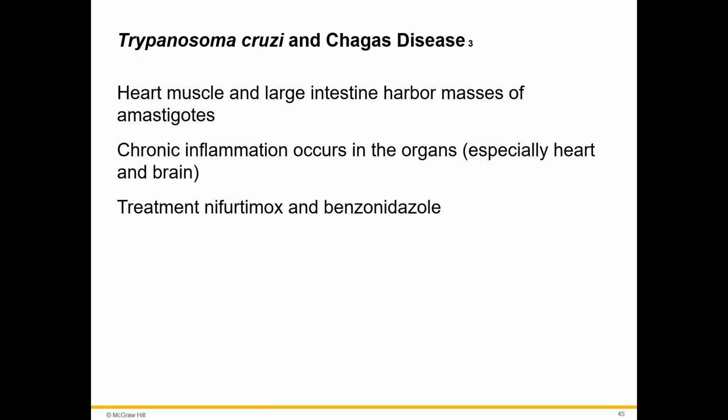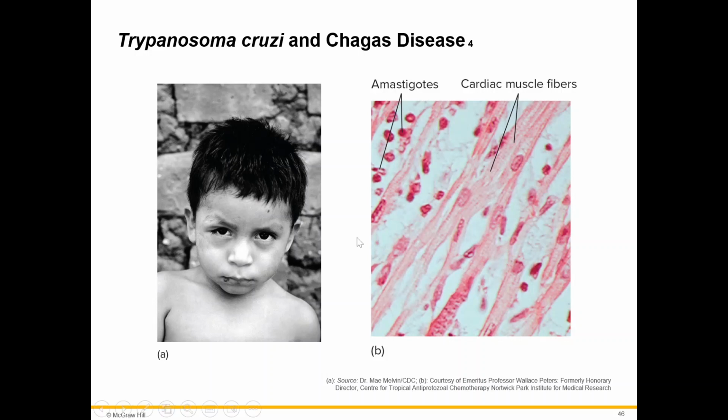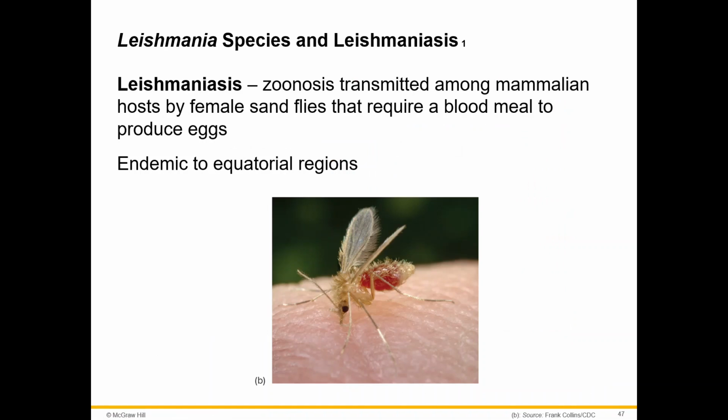Okay, but this one, it takes a while for it to proliferate. So a lot of people won't even know they have this at all, and then one day they'll just die due to heart failure. So kind of odd, this one. It takes a while. But here we can see he's got the little kissing bite mark right there. And here it is, right, within the heart. We've got all of the little amastigote phases within there, just kind of pervading the entire muscle tissue.